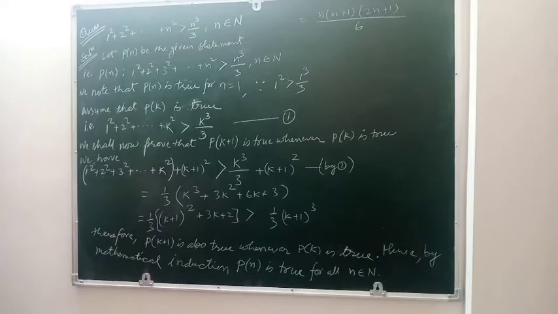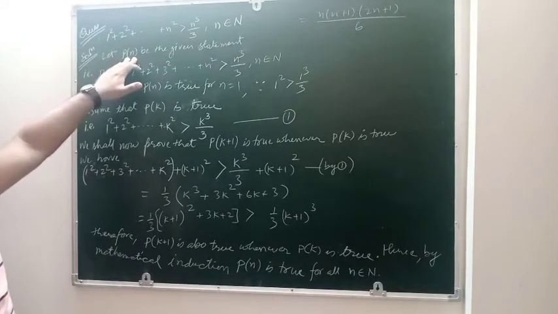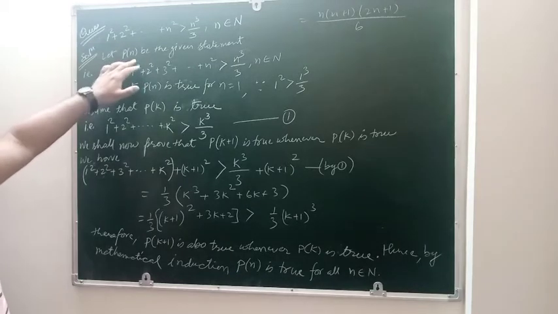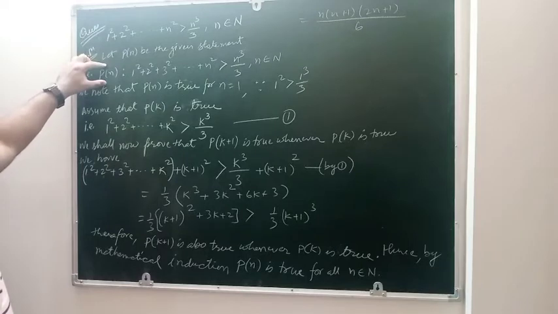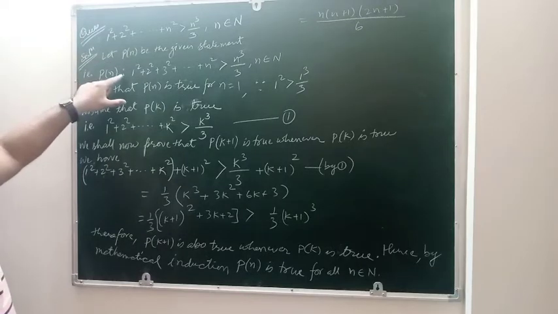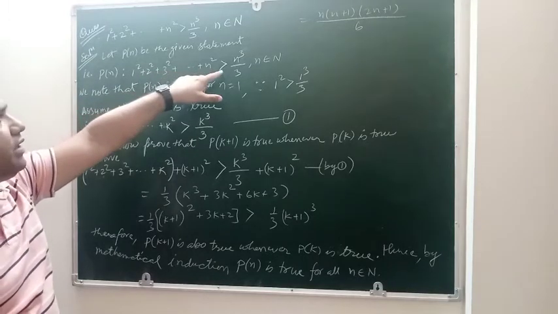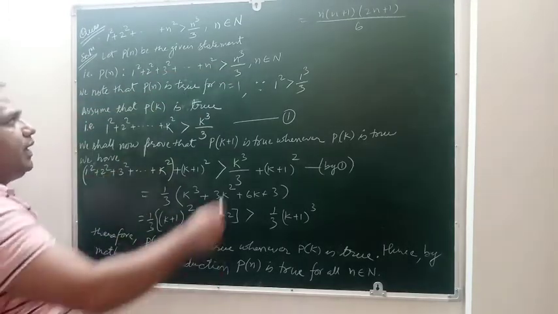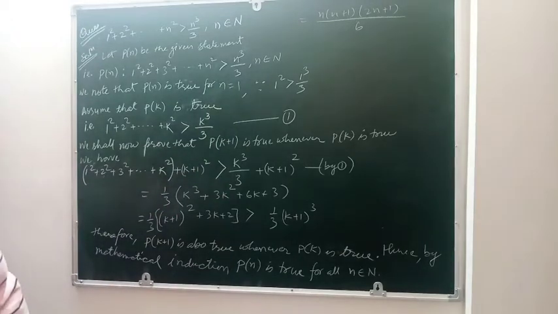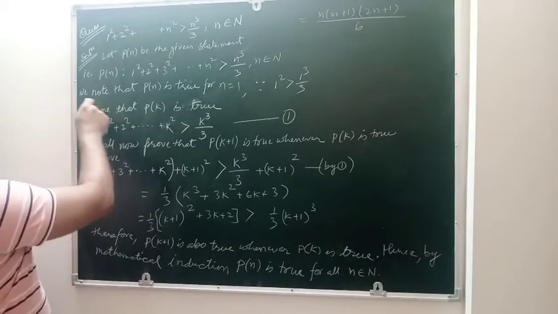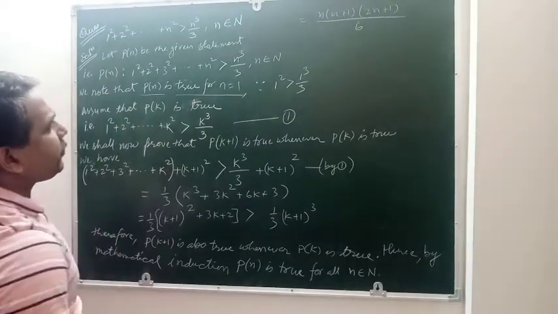Now coming to the solution, let p of n be the given statement, and mathematically we can represent p of n such that 1 square plus 2 square plus 3 square plus up to n square is greater than n cube by 3, where n is a natural number. We note that p of n is true for all n in the natural numbers.